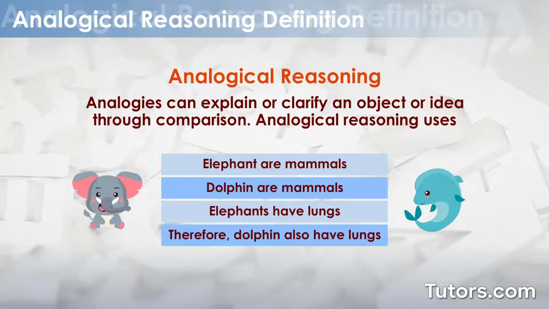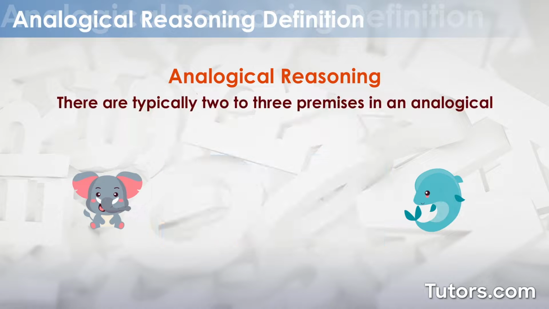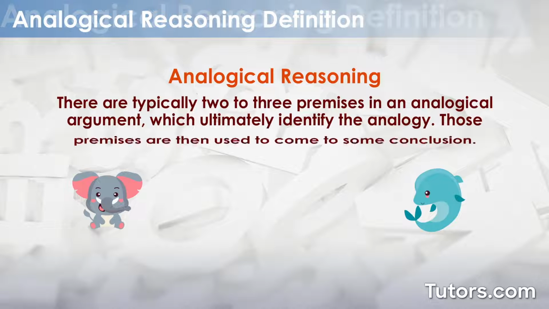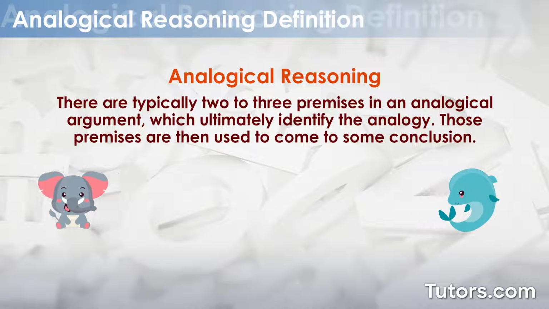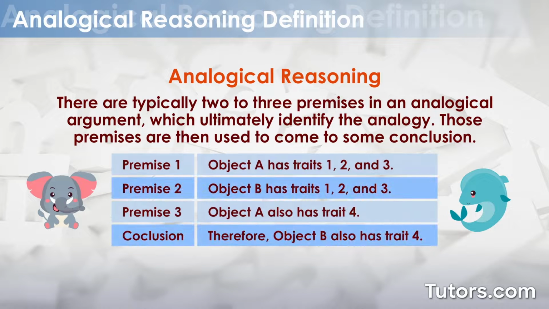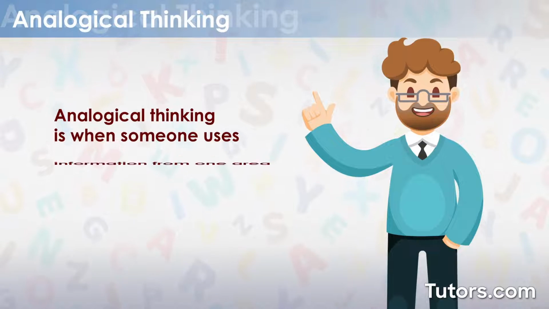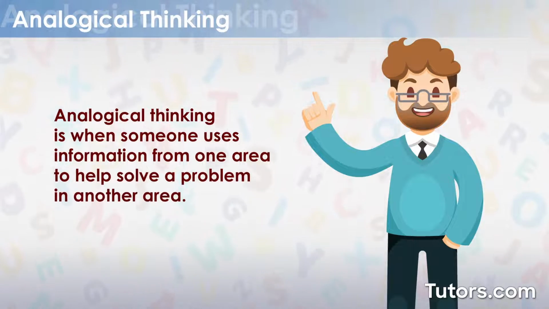Analogical reasoning uses analogies to persuade or make an argument. There are typically 2 to 3 premises in an analogical argument which ultimately identify the analogy. Those premises are then used to come to some conclusion. The analogical argument would then be structured like this. Analogical thinking is when someone uses information from one area to help solve a problem in another area.